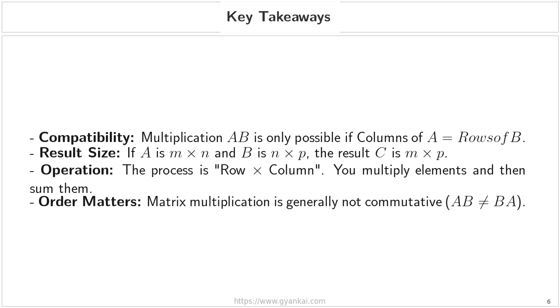Finally, it is crucial to understand that order matters. Unlike the multiplication of simple numbers, matrix multiplication is generally not commutative. This means that matrix A multiplied by matrix B is not the same as matrix B multiplied by matrix A in many cases. Reversing the order might even make the multiplication impossible due to the compatibility rules we just mentioned. Keep these 4 points in mind, as they will help you avoid the common pitfalls we are about to discuss in the final slide.